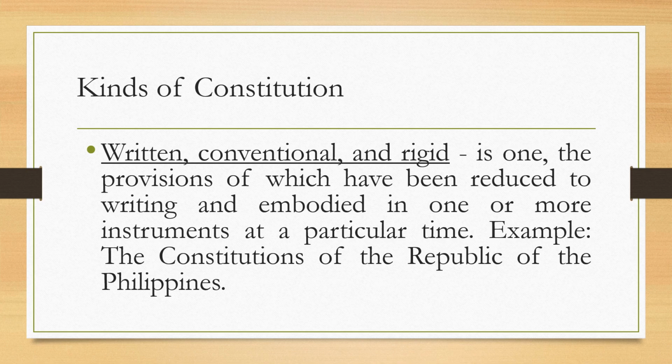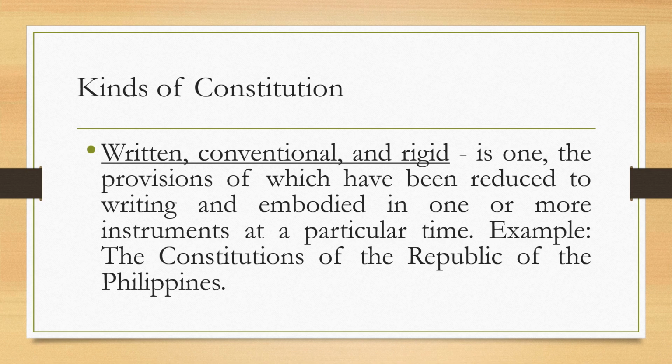So when it is written, it is very hard to change. It is very difficult to alter because, for one thing, it is rigid also. An example of a constitution which is written, conventional, and rigid is the constitutions of the Republic of the Philippines. We have had a lot of constitutions already. At present, we have the 1987 Philippine Constitution. During the time of President Aquino, after her installment as president after the EDSA revolution, there was the so-called Freedom Constitution. At the time of Marcos, we had the 1973 Constitution, and then we had the 1935 Philippine Constitution.